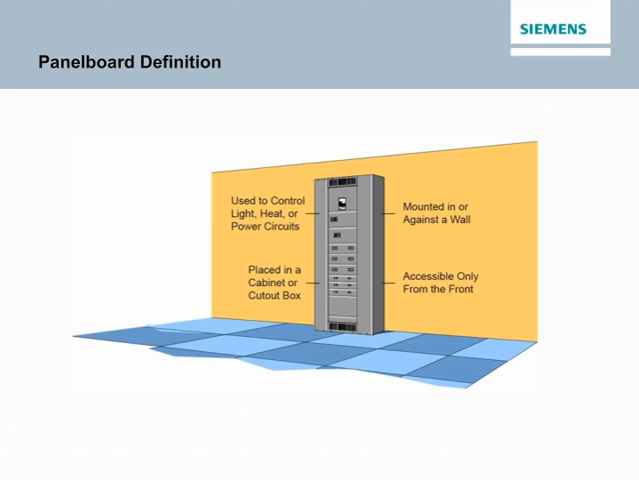According to the National Electric Code, a panel board is used to control light, heat, or power circuits, placed in a cabinet or cutout box, mounted in or against the wall, accessible only from the front. For additional information, refer to Article 408, Switchboards and Panel Boards, in the NEC.